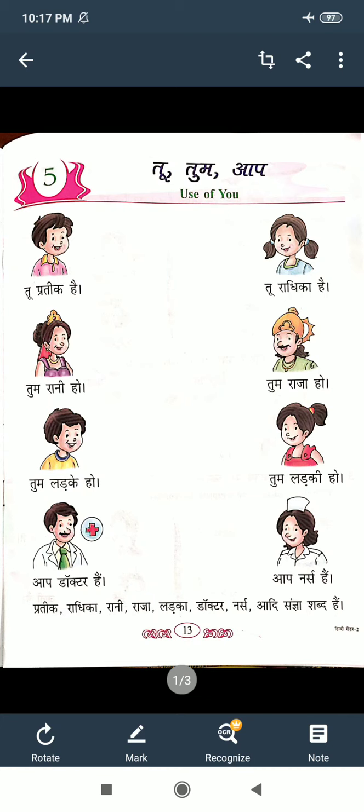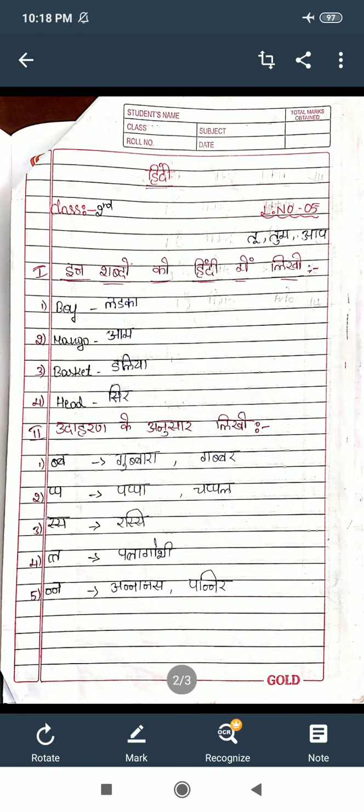So in this lesson, we use the word you. In Hindi, we use three words: tu, tum, aap. The three words' meanings are also just you. Understand? See that in this lesson's classwork, what we sent. I will explain again. All of you open your classwork. Come to lesson number 5.